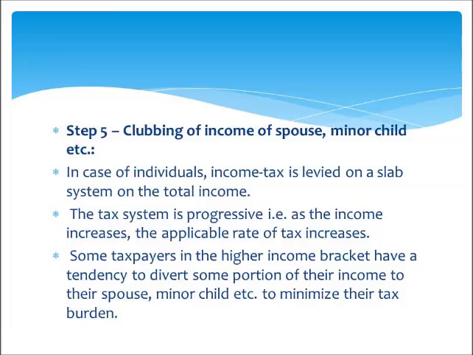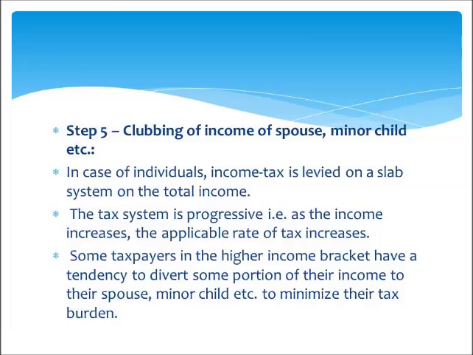So what happens is that some taxpayers in the higher income bracket have a tendency to divert a portion of their income to their spouse and minor child in order to minimize their tax burden. Obviously, if I am earning more, I would like to keep more money with myself rather than paying it in the form of income tax to the government. So what I do is divert my income and show that income as my spouse's income or my minor child's income, so that that portion of income is not taxed and remains with me only rather than paying it to the government in the form of income tax.